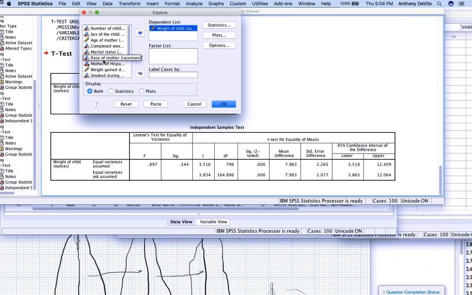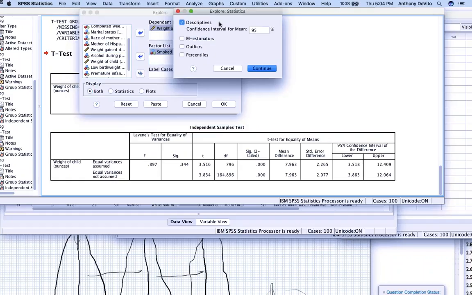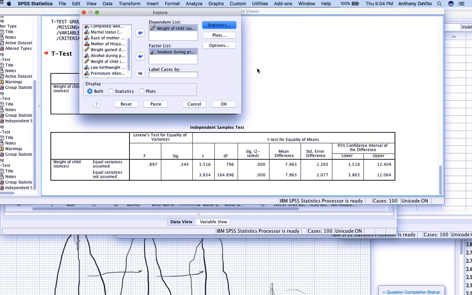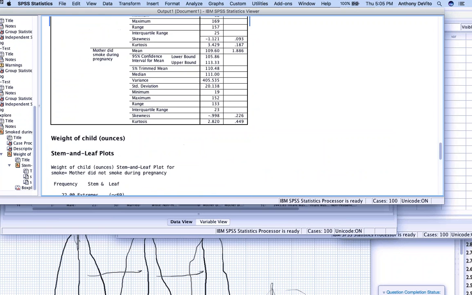Marital status. We didn't see a difference from marital status. That's the weight of the child in ounces, right? And where's the smoking status? Here it is, smoke during pregnancy. I'll move that in there, and it's going to calculate 95% confidence intervals and so on and so forth. I'm going to click OK and see what it comes up with.